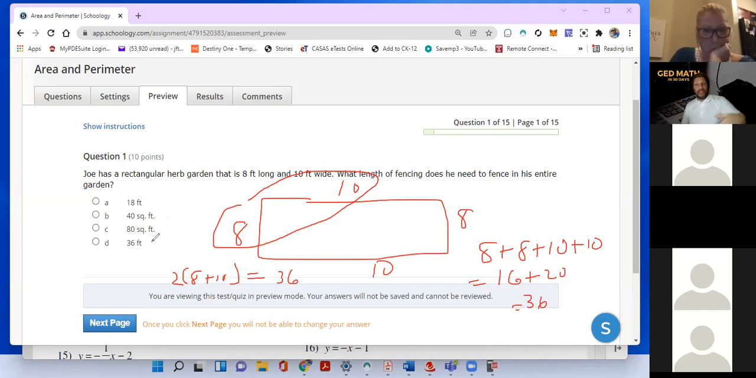Remember, area is always square feet, square centimeters, square something. So even if you didn't know how to do the perimeter, we know that area is in square something. So right away, we can get rid of both of those. So now at least you have a 50% chance to get that answer right. And you could probably figure out that if both of these sides are 18, there's no way the perimeter can be 18. That's another way you can do that.